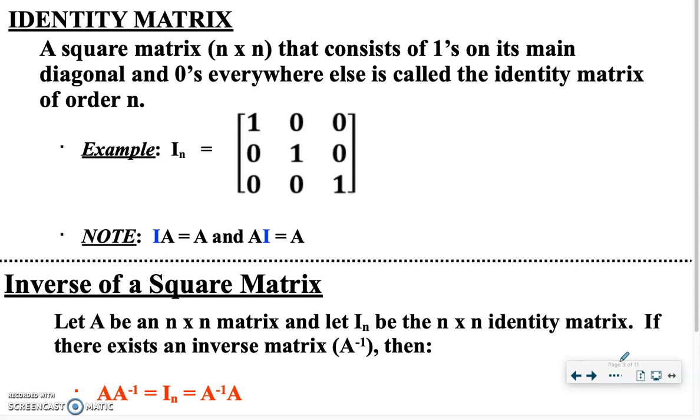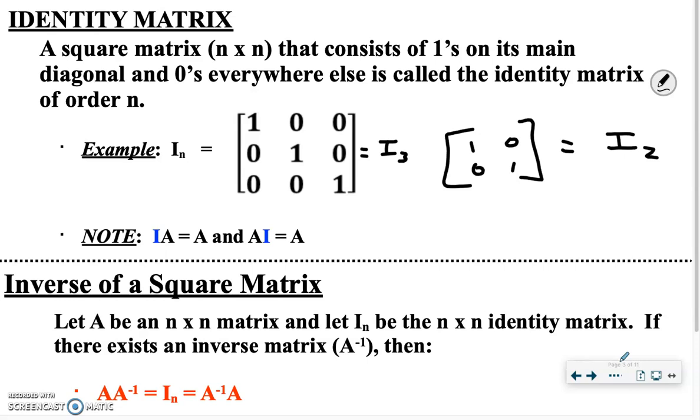Any 2 by 2 matrix that's multiplied by its identity. The 2 by 2 identity matrix would just be 1, 0, 0, 1. Again, we would call that I sub 2, like we call this one I sub 3.